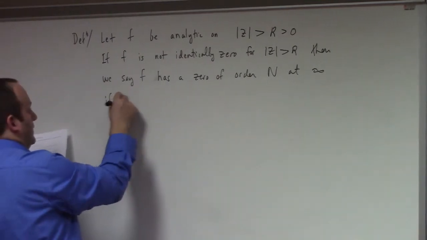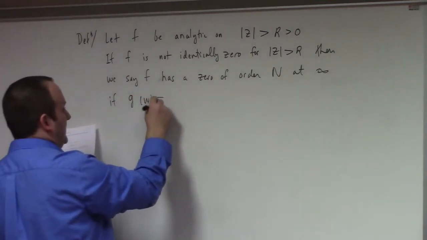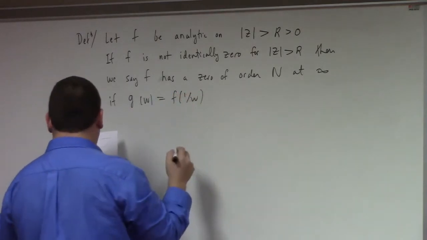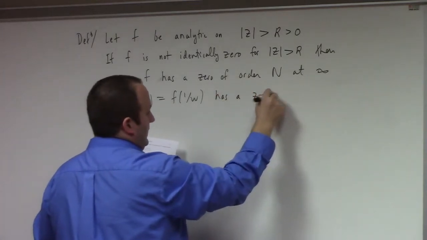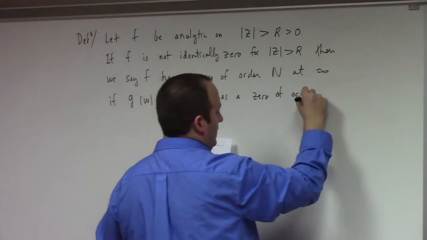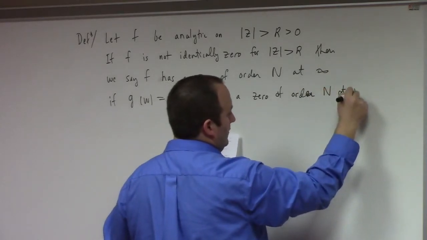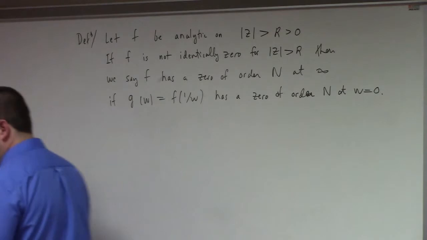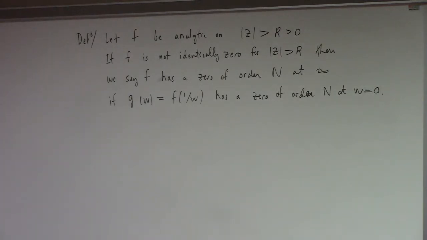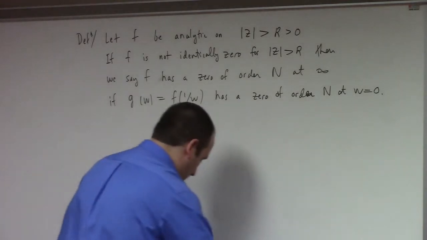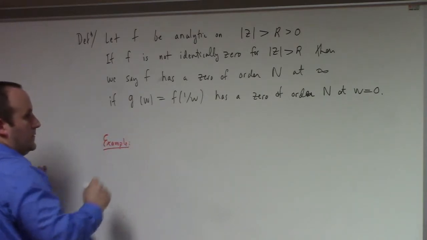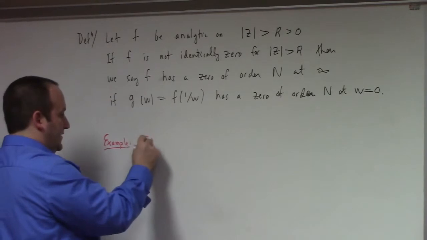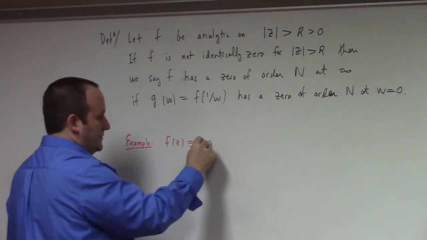If g of w, which is defined to be f of 1 over w, has a 0 of order n at w equal to 0. So this is pretty much the same game we've played before at infinity, right? Let me give you an example. So let's see here. How about f of z equals the sine of 1 over z?